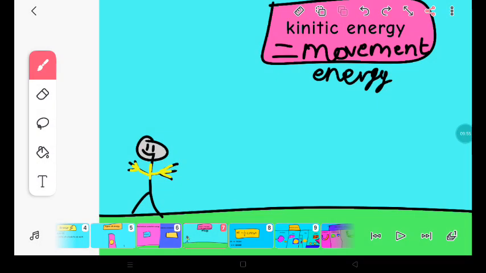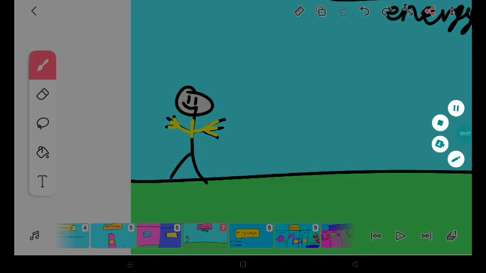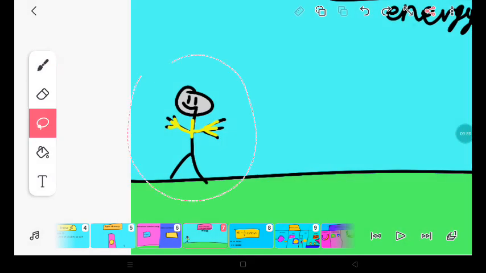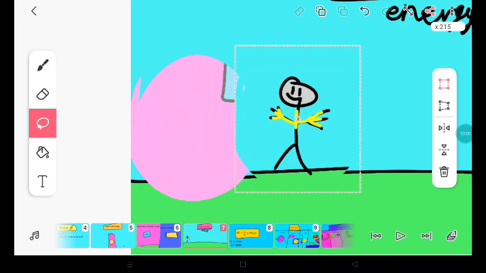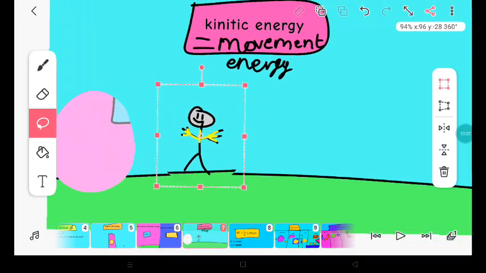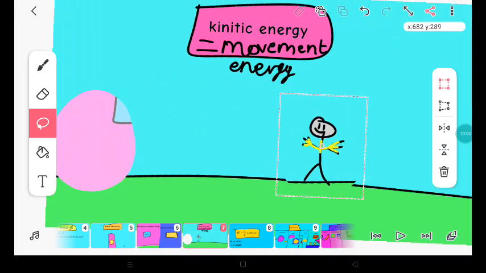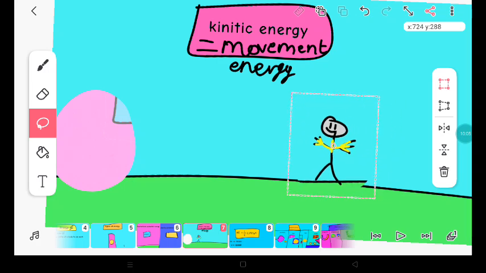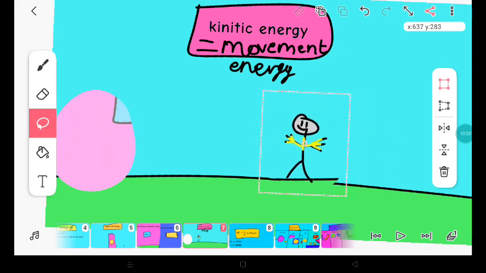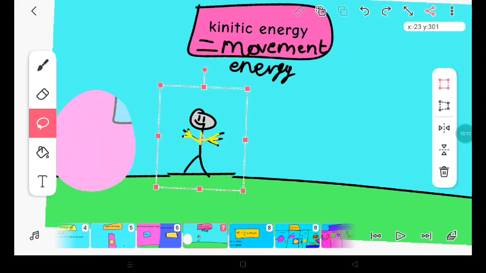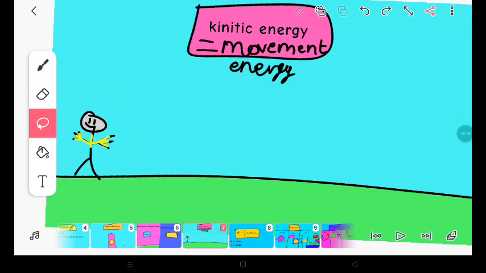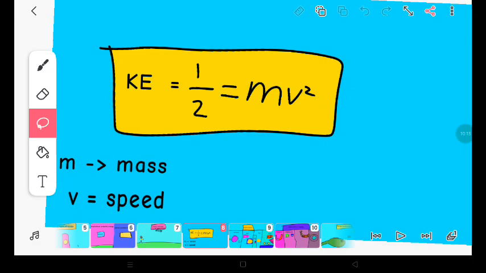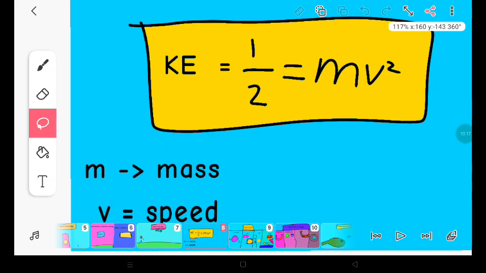So suppose this is a stick man. This stick man has this stick. Now let us select the stick man. When the stick man moves, this stick man has kinetic energy. So the stick man is moving means it is using the kinetic energy and all. So yeah, bye. Wait, don't leave. I have to explain the formula for kinetic energy too.